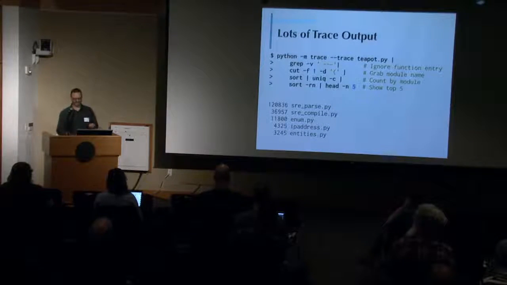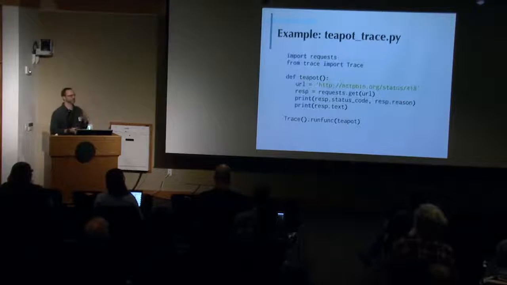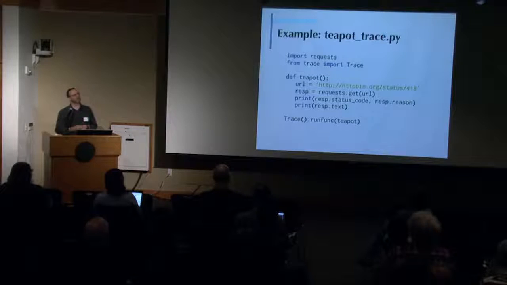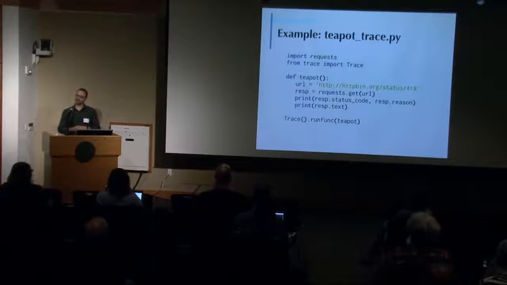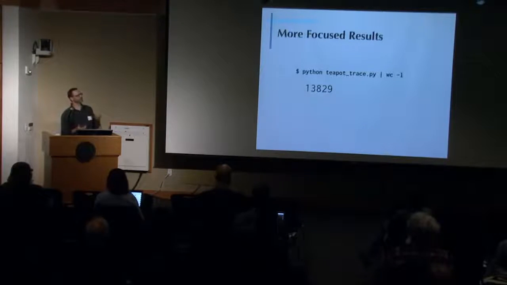Now, oftentimes that's not really what you want. You want more focused output, and there's a way to do that. You can't do this from the command line, but if you use the Trace class that's defined in the trace module, and then you use the runfunc method, you can pass in a function, and the tracing will only trace the execution of that function. If you run this, you get considerably more focused results, a mere 13,000 lines of trace output.